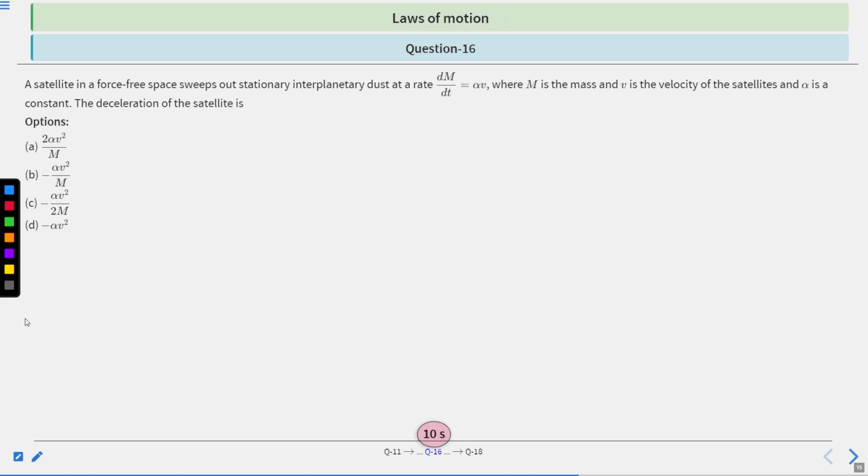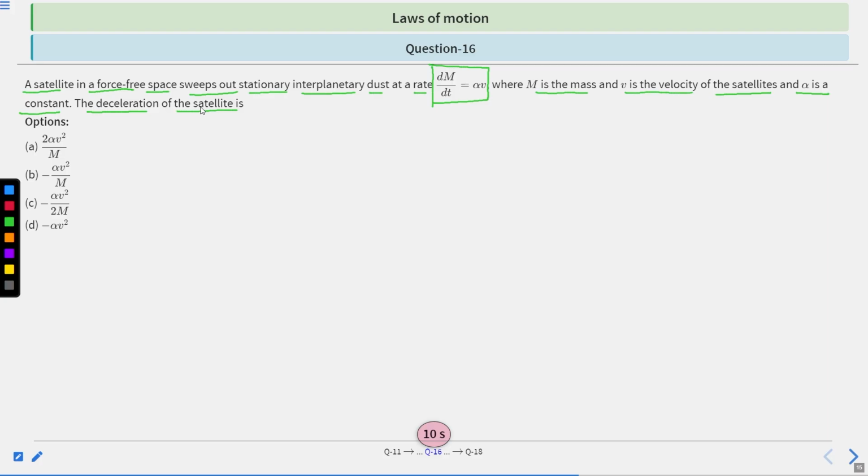Question 16. A satellite in force-free space sweeps out stationary interplanetary dust at a rate dm upon dt equal to alpha times v, where m is the mass and v is the velocity of the satellite, and alpha is a constant. The deceleration of the satellite is what? The question asks about the deceleration of the satellite. Clear? Read the question carefully and then solve it.